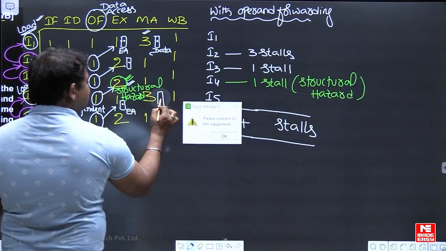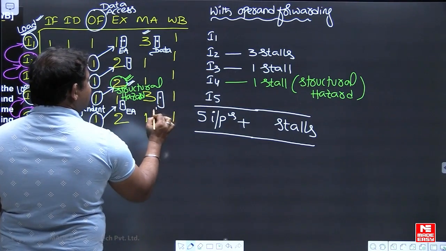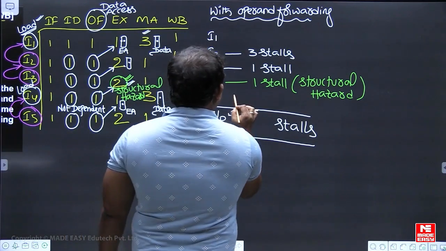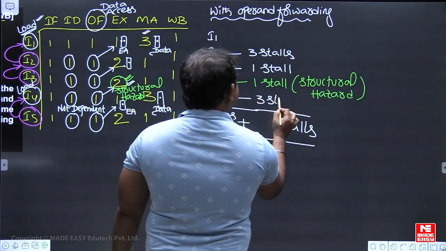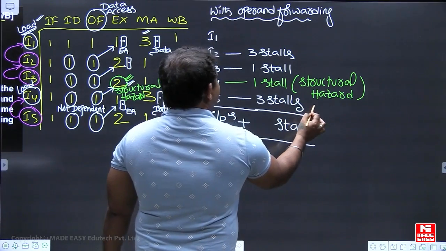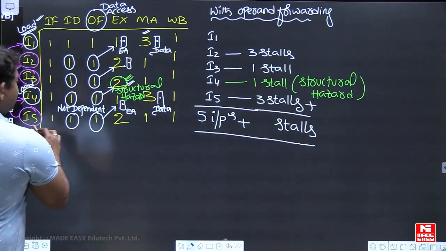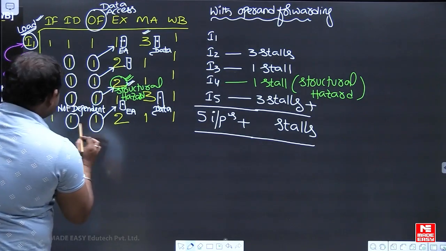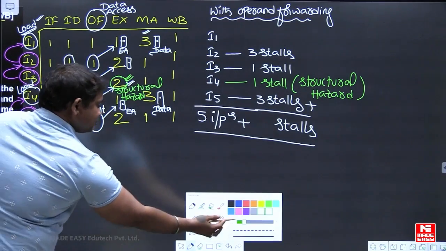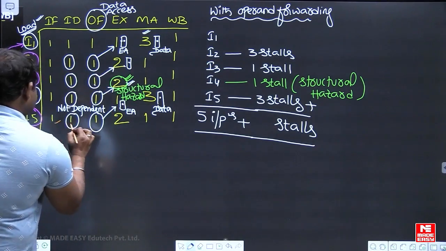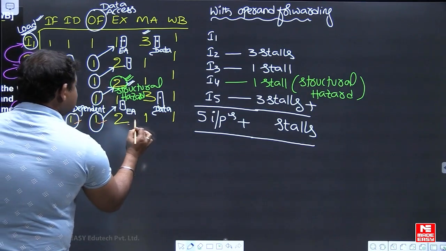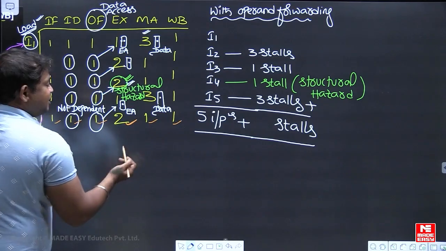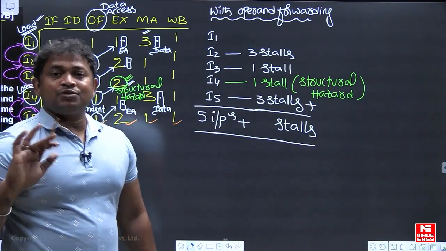Then where is the data present? Data present in the MA buffer. So MA taking 3 cycles. Therefore, here 3 stalls. Very good. Plus, now come to the I5. I5, when all stages are taking one cycle, there is no problem. See this? It is taking 1 cycle, 1 cycle, 1 cycle, 2 cycle, 1 cycle, 1 cycle. So when every instruction takes one cycle, there are no stalls.